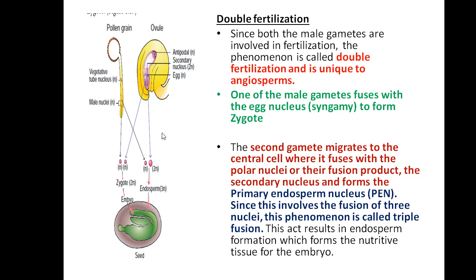The triple fusion is formed by the secondary nucleus, which is formed by the polar nuclei of the ovule. These two polar nuclei unite to form a secondary nucleus just before the fertilization, and it fuses with the one more male nucleus of the pollen tube, forming the endosperm. So this becomes the endosperm and this becomes the embryo. This embryo will be nourished by the endosperm. These are all the things present inside the seed. So this is what I mentioned here: the primary endosperm nucleus, since it involves the fusion of three nuclei, this phenomenon is called triple fusion.